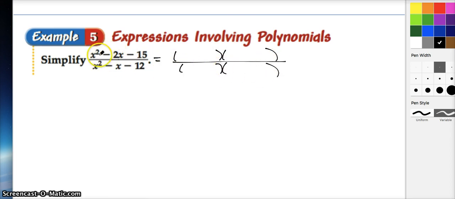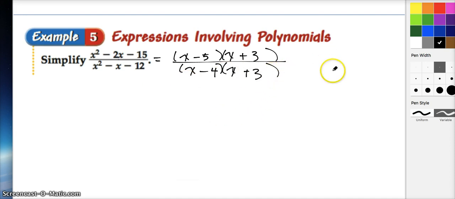So when I factor the numerator, I'm thinking about 2 numbers that multiply to give me a -15, yet add up to give me a -2, and those numbers would be -5 and 3. And in the denominator, I'm thinking of 2 numbers that multiply to give me a -12, yet add up to give me a -1. And that would be -4 and +3. And so looking pretty good.